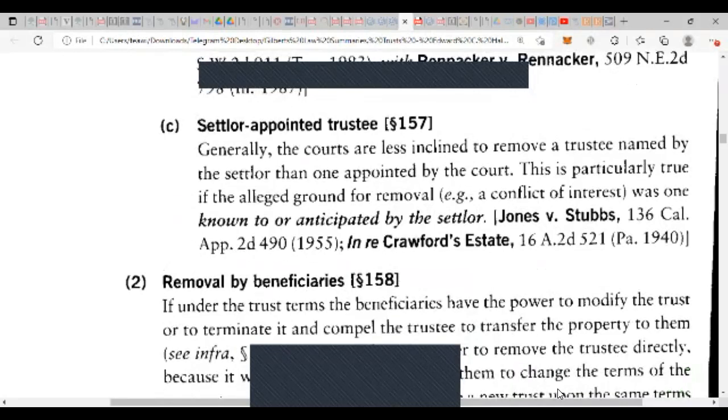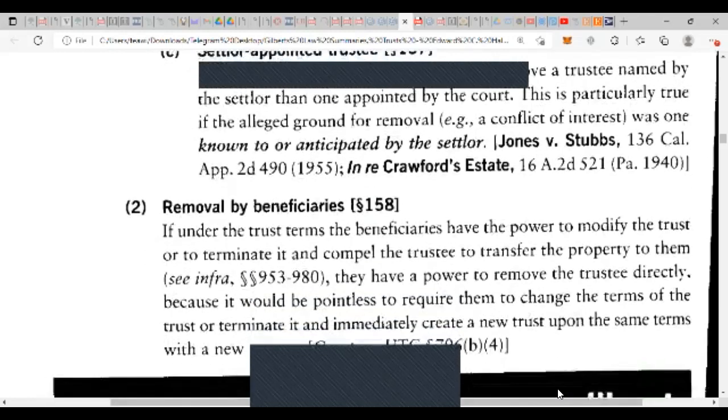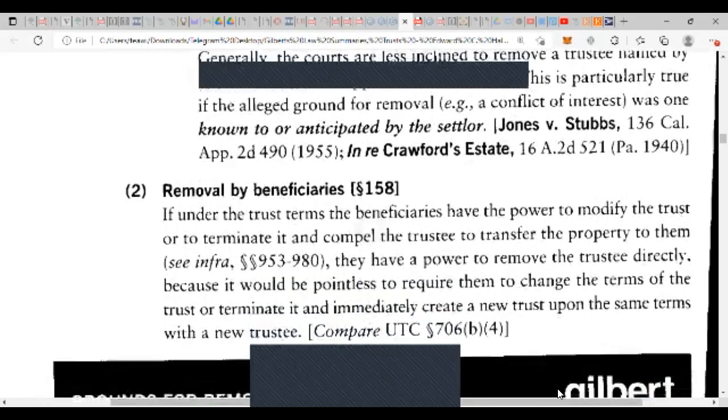C. Settlor-appointed trustee, 157. Generally, the courts are less inclined to remove a trustee named by the settlor than one appointed by the court. This is particularly true if the alleged ground for removal, such as a conflict of interest, was one known to or anticipated by the settlor.